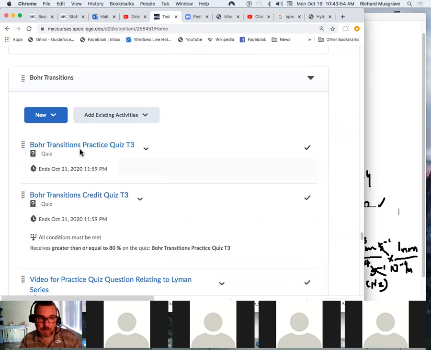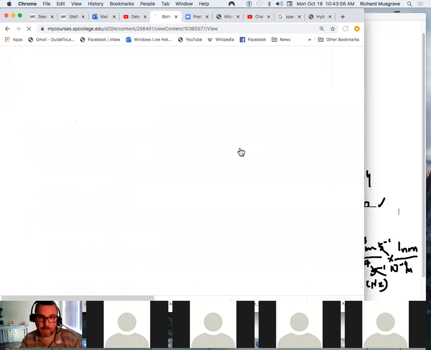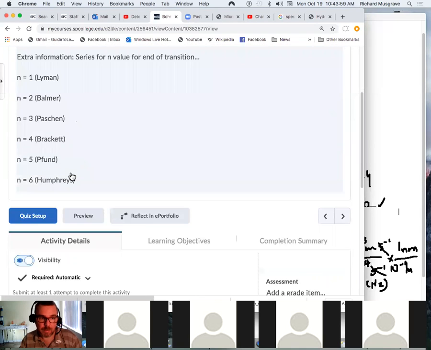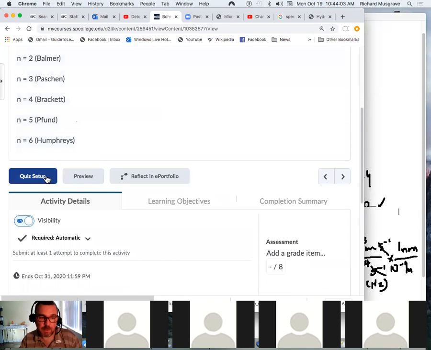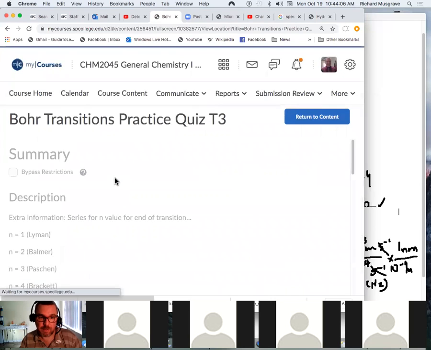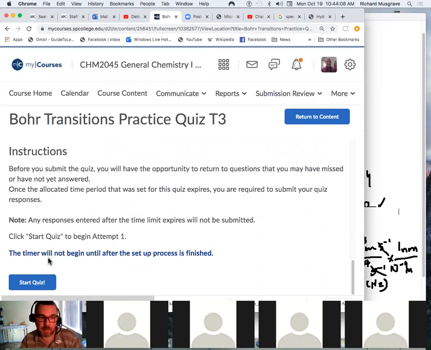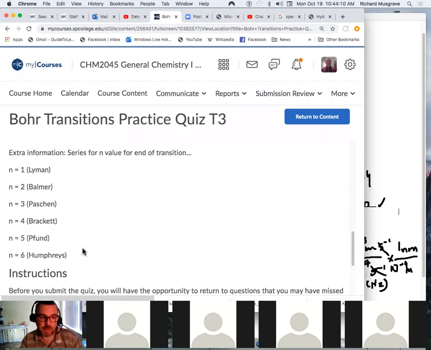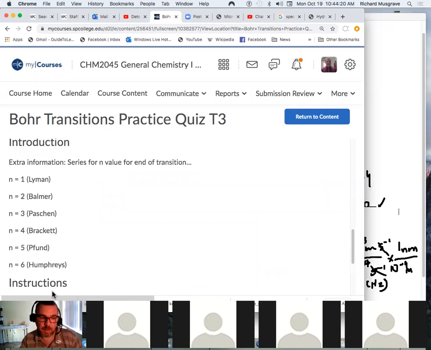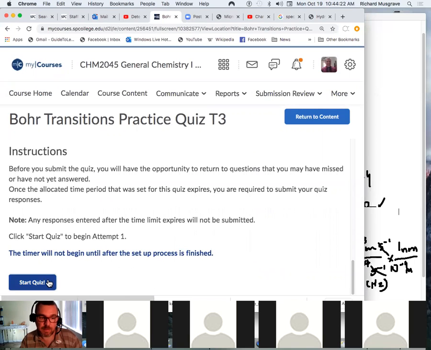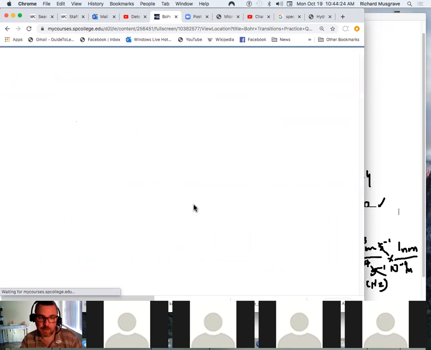Let's see. So Bohr transition practice quiz. So one of the questions, and this is the one that really annoys people, but I want to remind you this is extra credit. And I don't mind making extra credit a little bit hard because it's extra credit. These are the different series, and these n values represent the end points. That's the important thing. They represent the end points of an electron falling from a certain energy level. So that's the energy they fall to.